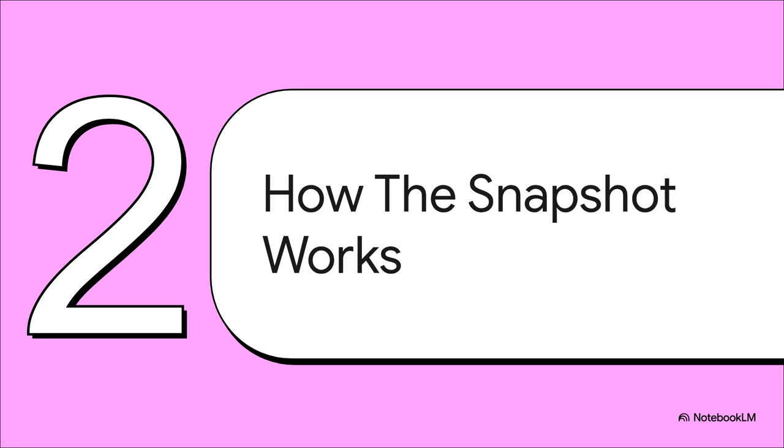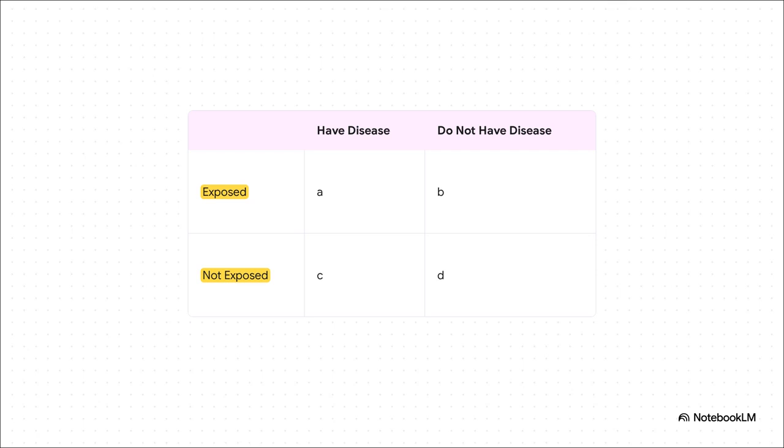All right, so once you have this snapshot, how do you even analyze it? Well, it's actually way more straightforward than you might think. Basically, it all comes down to this simple little grid, a 2x2 table. Everybody in the study gets put into one of four boxes. In the first box, let's call it A, you've got people who are exposed and have the disease. Box B, they were exposed but are healthy. Box C is the opposite, not exposed but they have the disease. And finally, Box D is for people who are neither exposed nor have the disease.